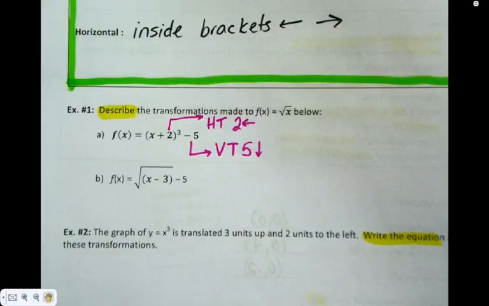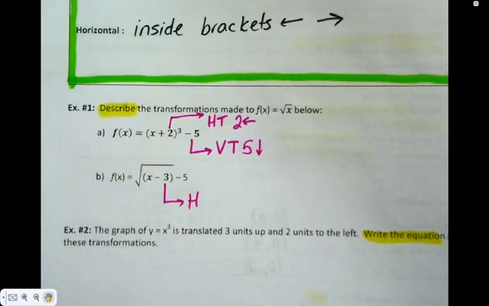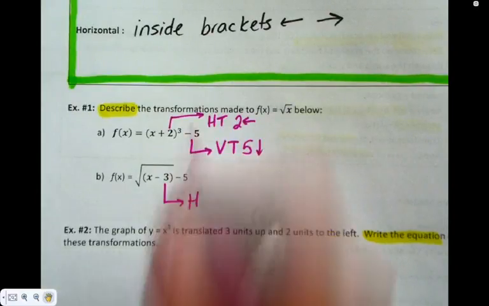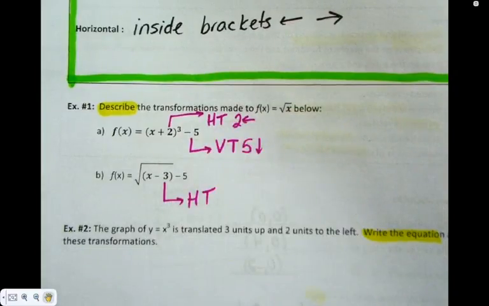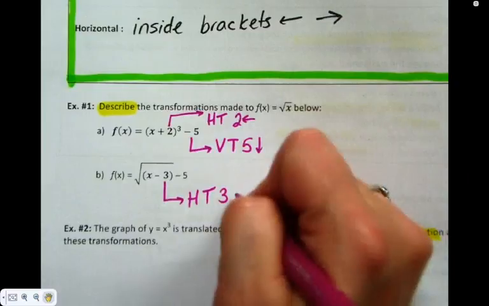Same thing, even though it's a radical function, I'm going to grab the 3 first. Is it inside brackets or outside brackets? That means it's horizontal. Is it an addition, subtraction, or a multiplication, division? It's an addition, so that makes it a translation. And it moves 3 units to the right.